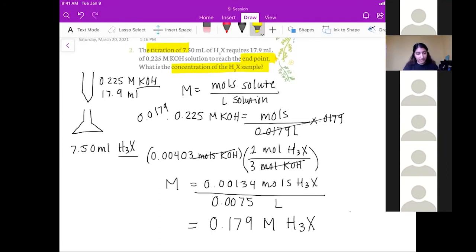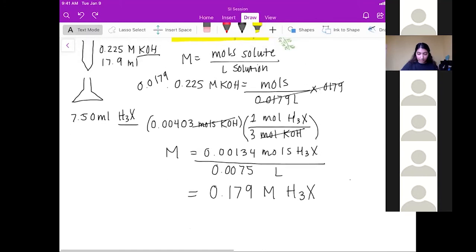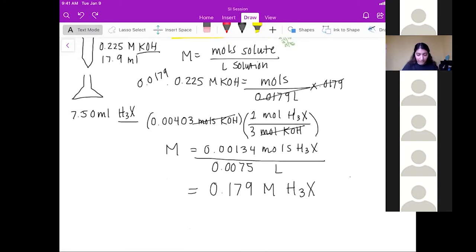What if we get grams in a molarity problem? If you were to get grams in a molarity problem, where you have moles of solute, before you fill that out, you would just convert whatever you have from grams to moles.